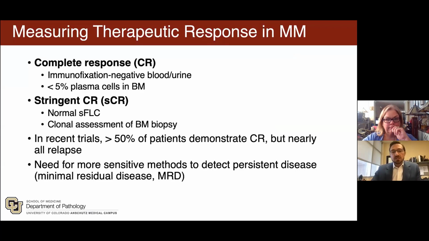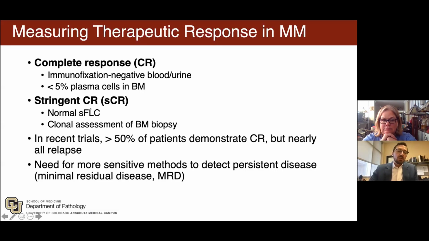Another aspect of this is if you do a repeat bone marrow biopsy, you now have fewer than 5% plasma cells. This is how this disease used to be defined. What we found over the past 2 decades as therapies have improved is that we're telling patients they have complete responses, but they relapse at a very high rate. And so what that means is that we're largely not seeing minimal residual disease with our current methods.